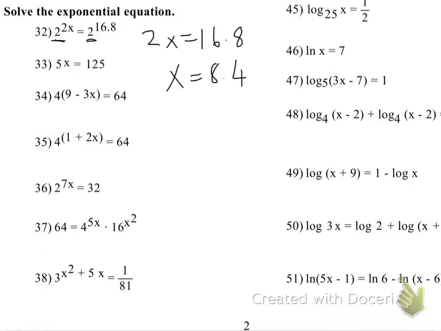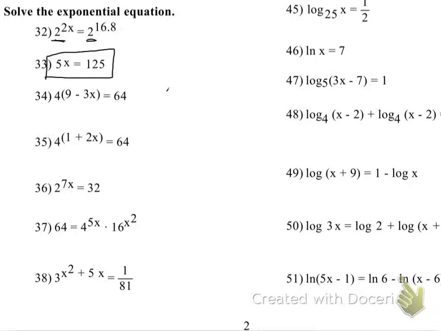Okay, but of course most of these questions aren't going to have the same base, so you're going to have to try and change them to the same base. Okay, so here we go. Now, if you think about it, the answer's 3, isn't it? 5 to the x equals 125, and 5 to the power 3 is 125, just by looking at it.